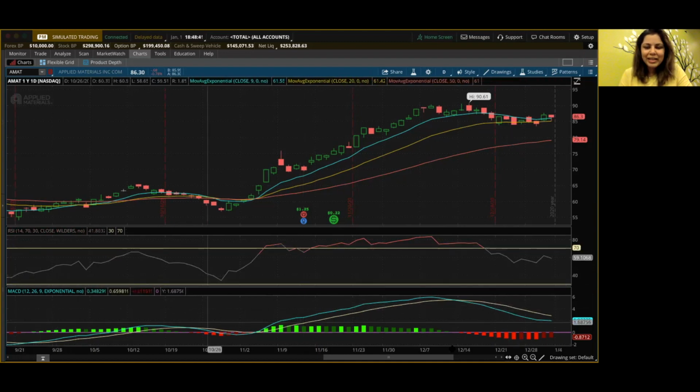Next is the MACD line. There are three lines here. One is the purple line, which is also the zero line or the average line. The blue line is the MACD line and the yellow line is the signal line.